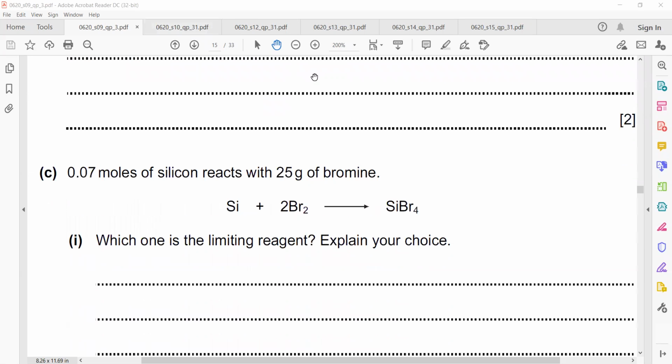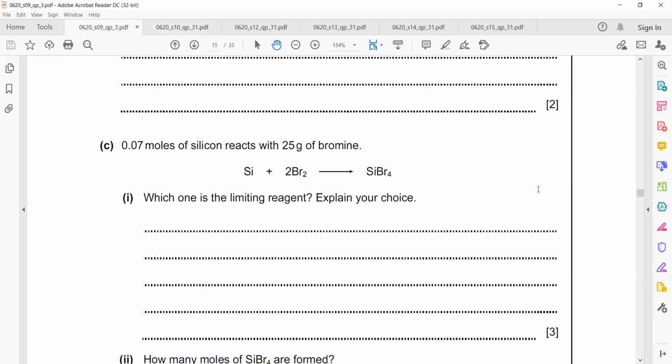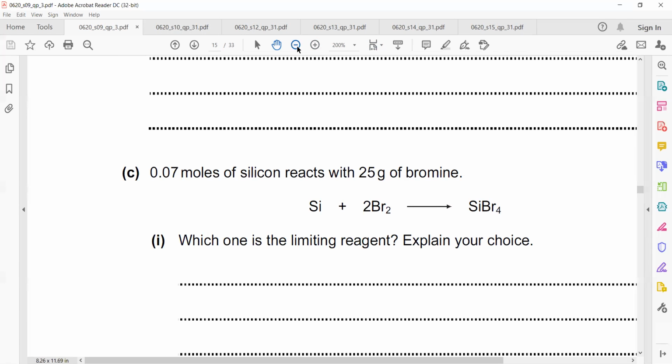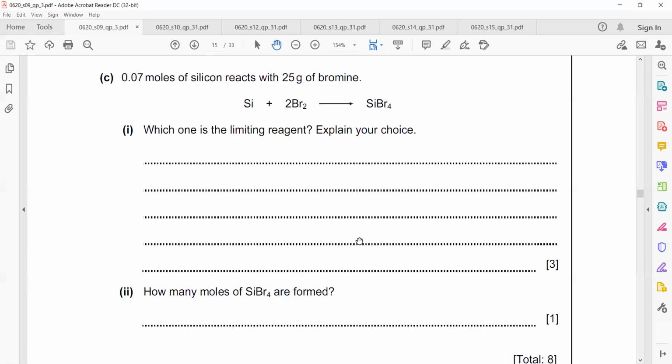The next part, yes, even the second way, after constructing the equation, you can also put the numbers and try to balance in the way which you want to. That can also be done.